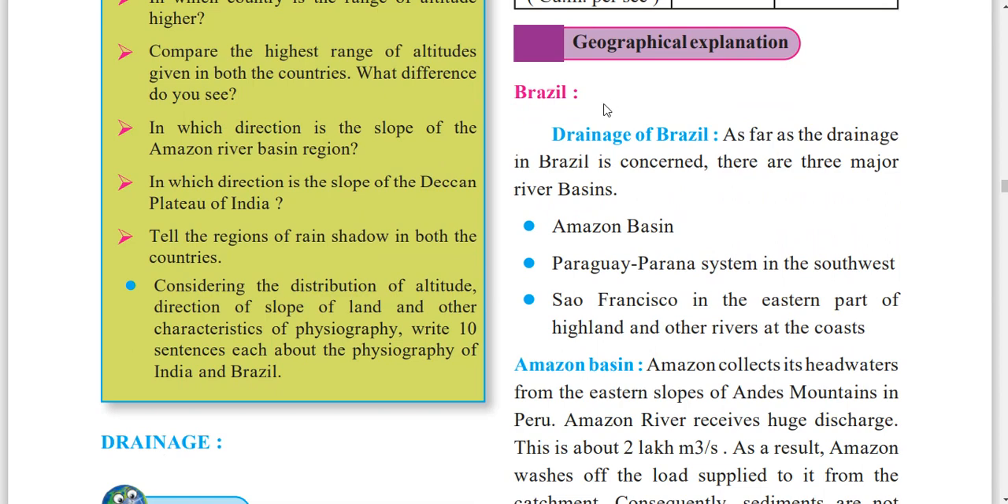Graphical explanation. Drainage of Brazil. As far as the drainage in Brazil is concerned, there are three major river basins.